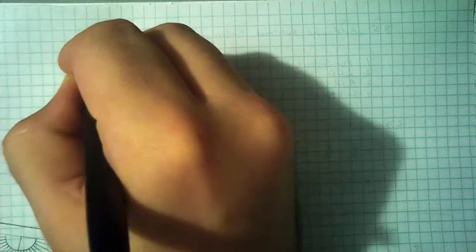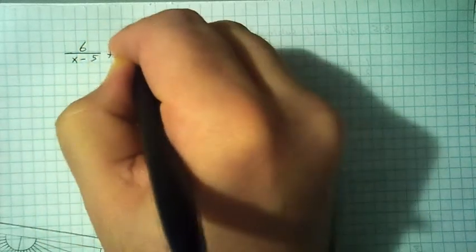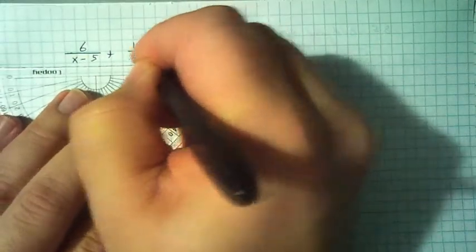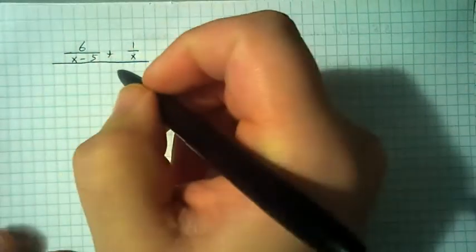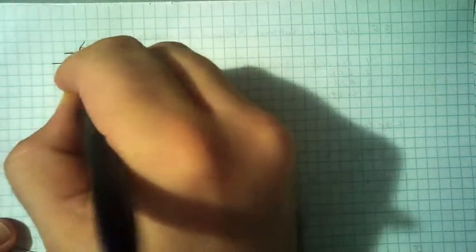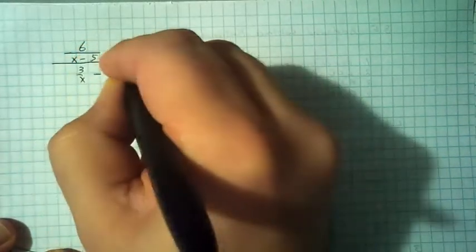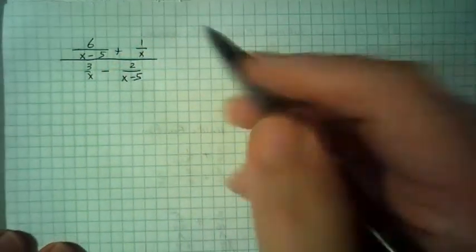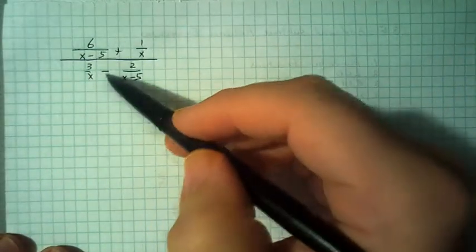So in this case, we have 6 over x minus 5 plus 1 over x, all over 3 over x minus 2 over x minus 5. So this is called a complex fraction. It's got fractions inside of fractions.